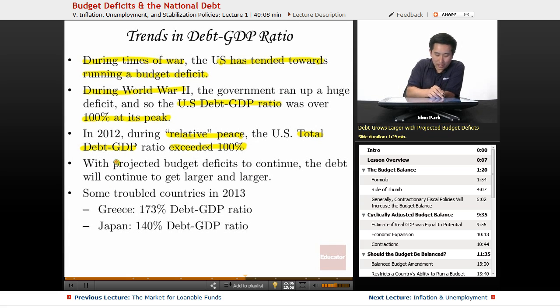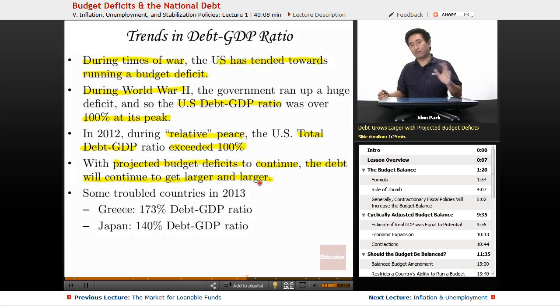So again, with projected budget deficits to continue, the debt will continue to get larger and larger. As long as we continue to have budget deficits, our national debt gets higher and higher and higher. Now, if you want to argue that the United States isn't in as bad of a position as other countries, then you would point out, well, we're not as bad as other countries.